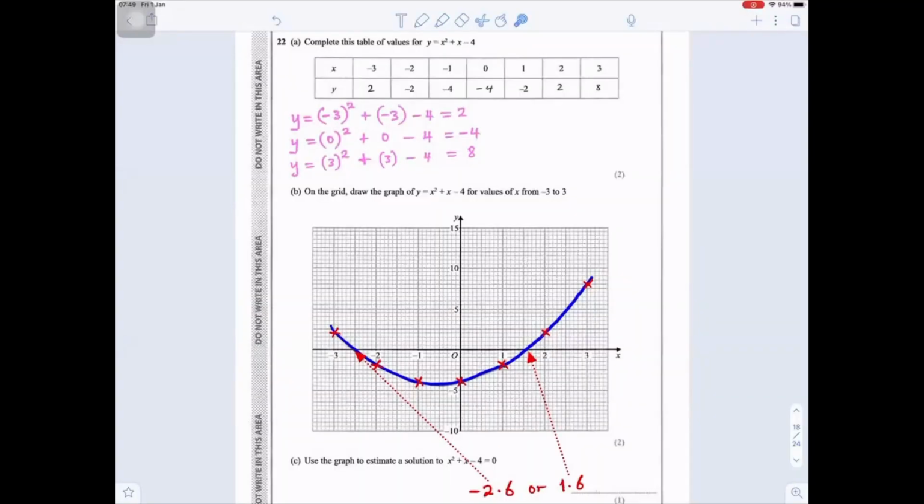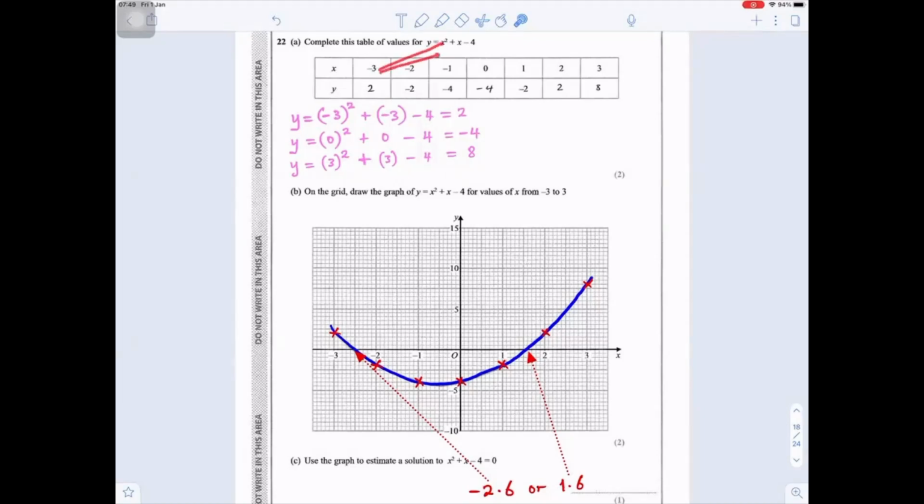Complete this table of values for y = x² + x − 4. And when you do this without a calculator, be very careful when you put in negative numbers, because that's where students tend to make a lot of mistakes. Or you can use the table function in a calculator and just copy the answer from there to complete the table. But to do it without a calculator, you substitute −3 first.